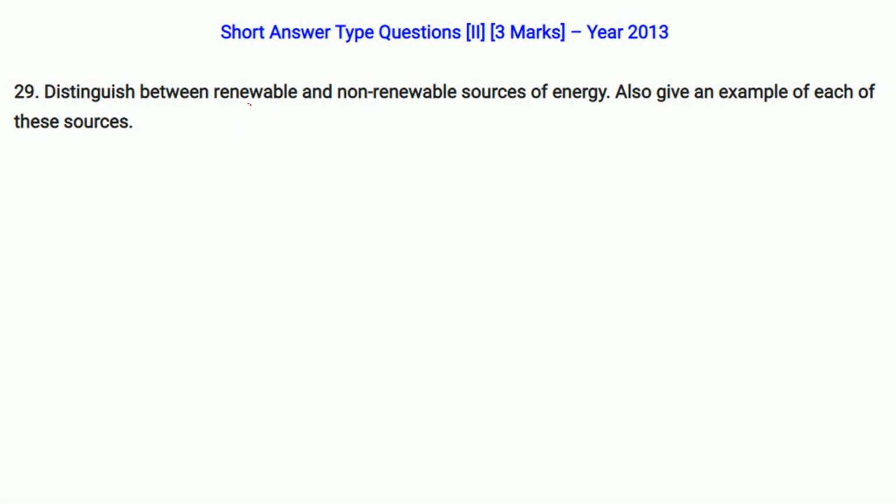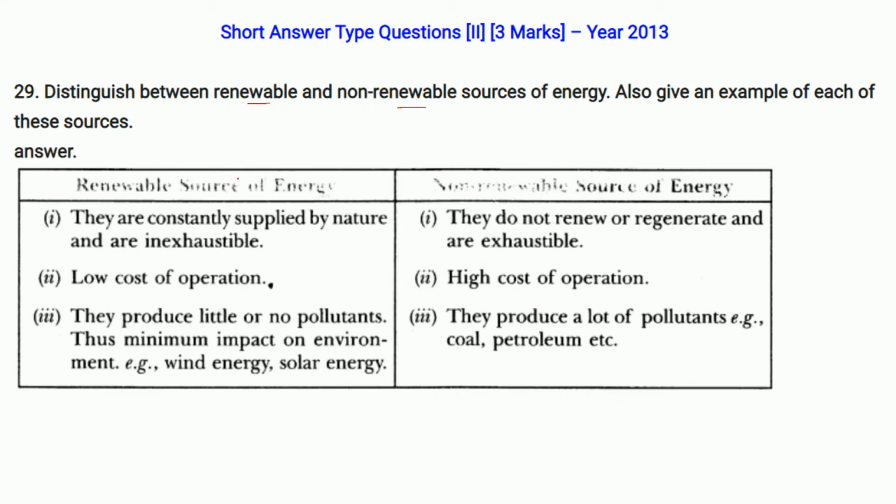Distinguish between renewable and non-renewable sources of energy. Also give an example of each of these resources. So renewable sources of energy are constantly supplied by nature and they are inexhaustible. These are renewable sources of energy. Non-renewable sources of energy, on the other hand, do not renew or regenerate themselves and they are exhaustible. They will exhaust some time in the future.